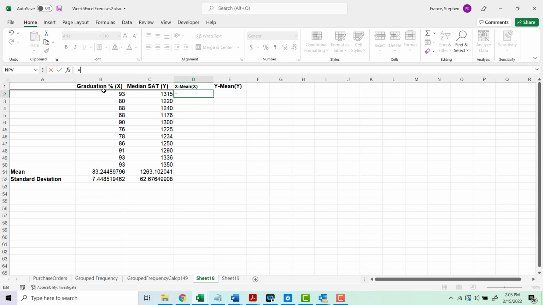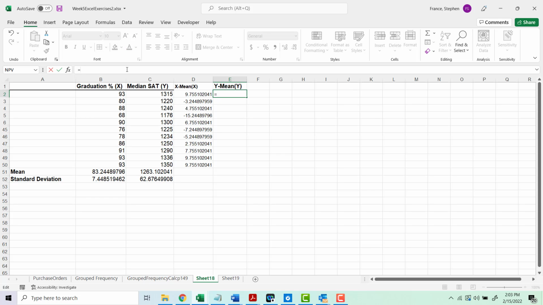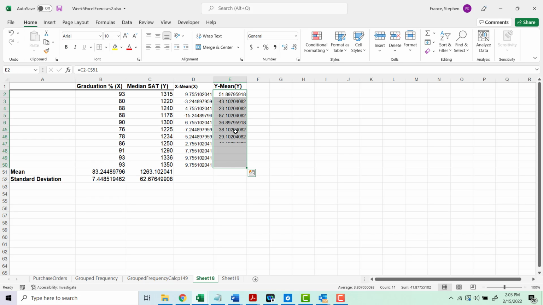We're subtracting the mean from these variables. So for graduation, we subtract the mean. And of course, we want to have the dollars so we can drag it down. This is X minus mean X. And we're going to do exactly the same for the mean Y. So we subtract the mean from each value. And then we select everything and press Control D to drop down.